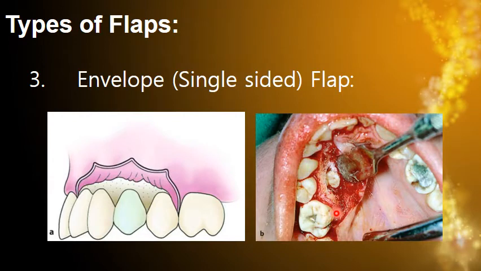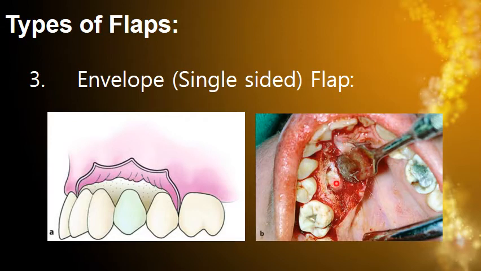in the palatal or lingual side, because vertical releasing incisions are avoided on the palatal or lingual side due to its multiple structures that will be cut or lead to injury to multiple structures like the greater palatine nerve and greater palatine artery, if I do any vertical releasing incision. So, the envelope flap is the flap of choice in case of palatal incision or lingual incision.